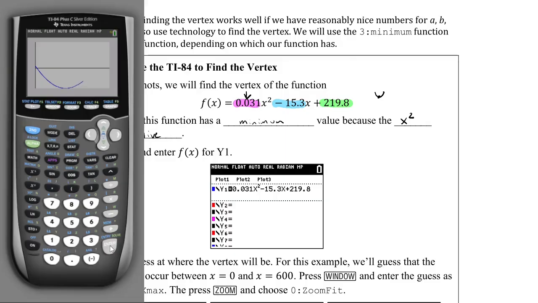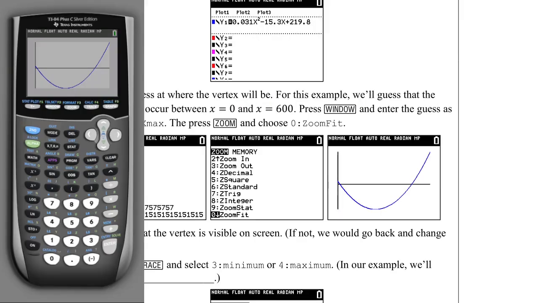Oh, that looks better. Now I see my graph come down and then go up again. I can see the vertex on screen. So sometimes we fumble around a little bit with the guesses. That's okay. We know we have a good guess when we can see the vertex. More generally, when we can see whatever we're looking for. But in this case, we're looking for the vertex.